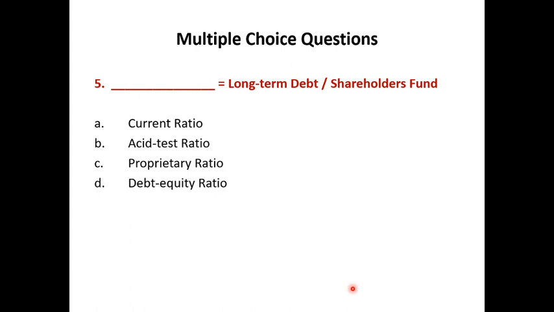And the last multiple choice question is dash is equal to long-term debt divided by shareholder fund. Options available are current ratio, acid test ratio, proprietary ratio and debt equity ratio. The correct answer for this is debt equity ratio.